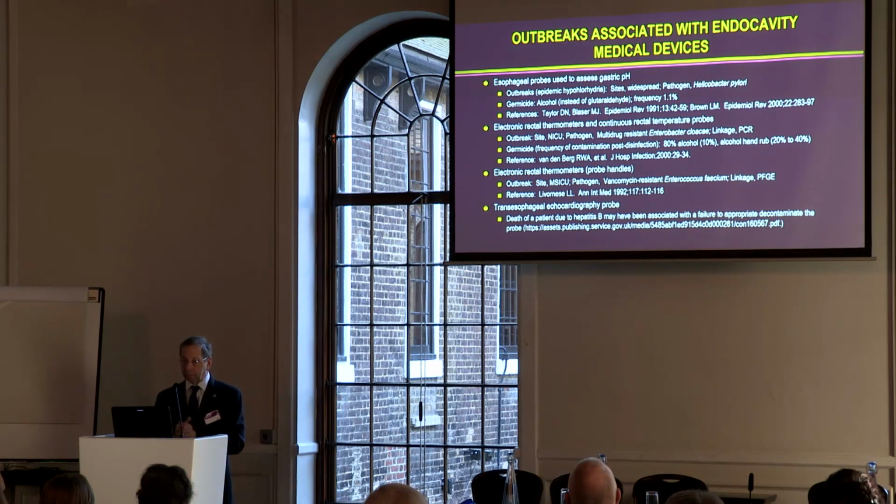Well, some of the outbreaks associated with endocavity medical probes, you can go all the way back to esophageal probes that we used to assess gastric pH. And here I'm going back to the 1950s, 1960s. There were many, many outbreaks. They were called epidemic hypochlorhydria, essentially a change in the gastric pH. There were sites all over the world reporting these, and the pathogen turned out to be Helicobacter pylori.